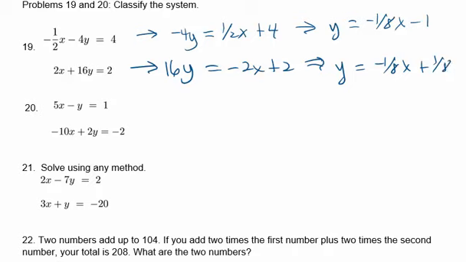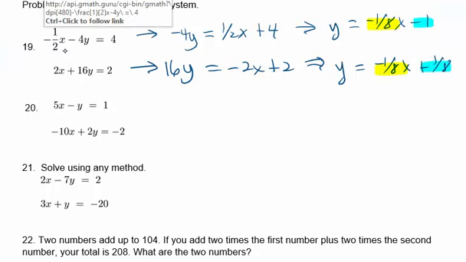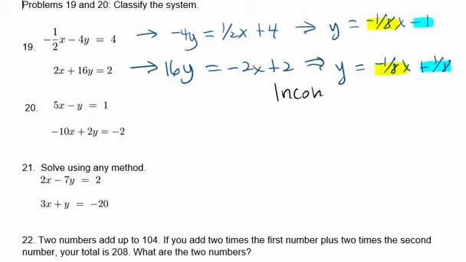Okay, now, if the slopes are different, we know that there will be one intersection between the two lines. In this case, the slopes are the same. Also, the y-intercepts are not the same. They're different. So what we've just seen is that these two lines are parallel to one another. If they're parallel lines, they will never intersect, and the system has no solution. So we're going to classify this system as inconsistent.